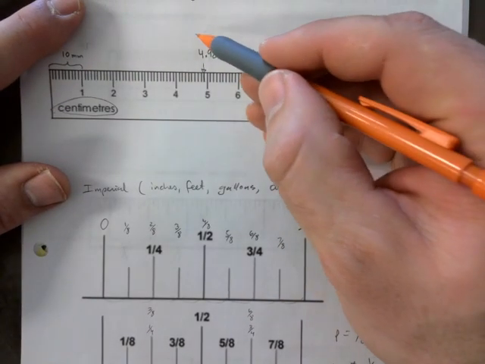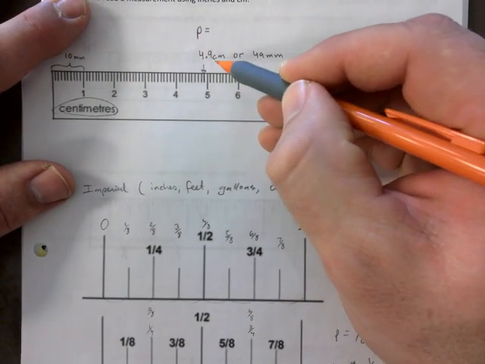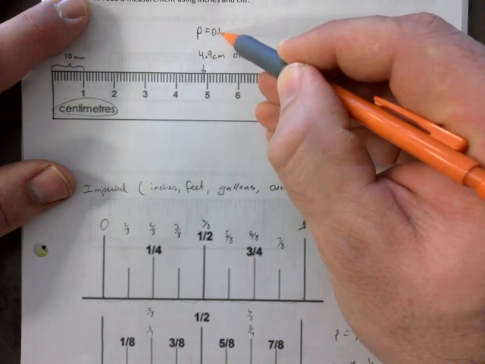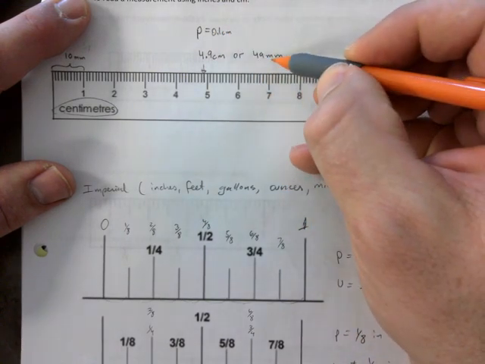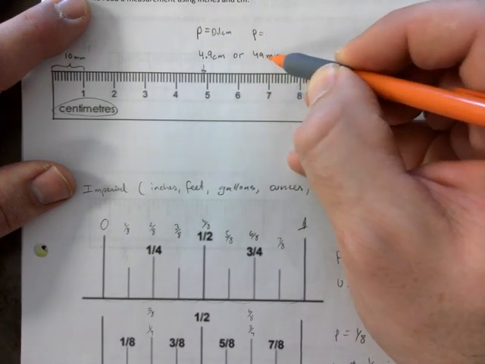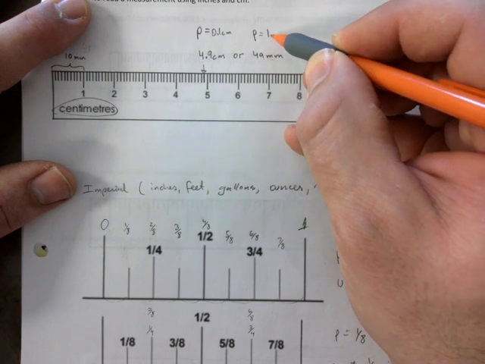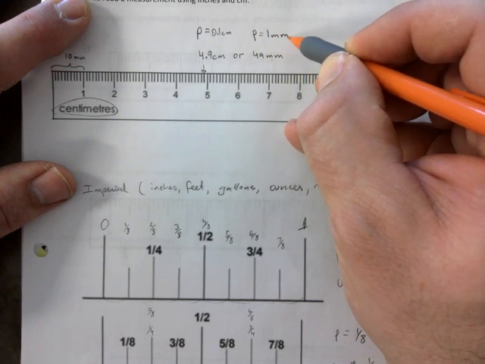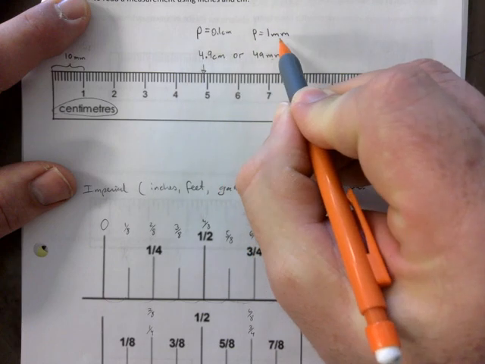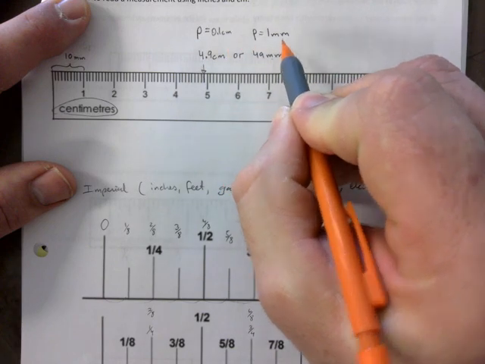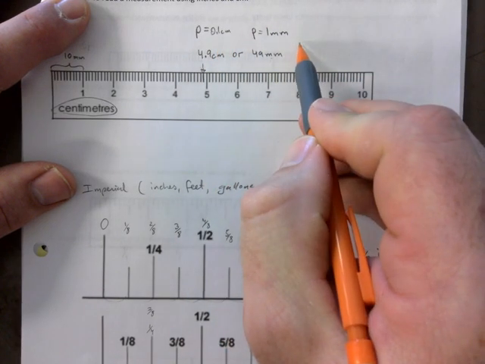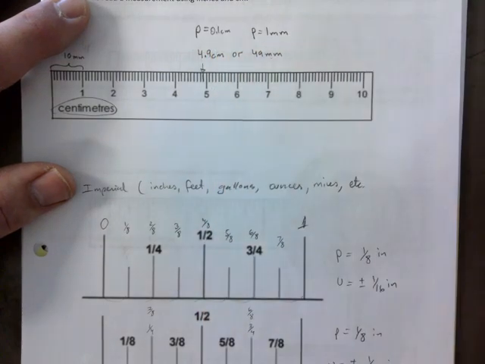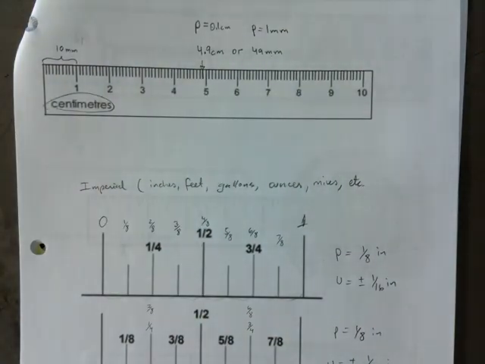So either one is acceptable there. You can say that the precision based on this measurement is 0.1 centimeter, and the precision based on the second measurement is 1 millimeter, but they're both correct. 0.1 of a centimeter is a millimeter. Both of these would be correct, so you've got to be comfortable with that.